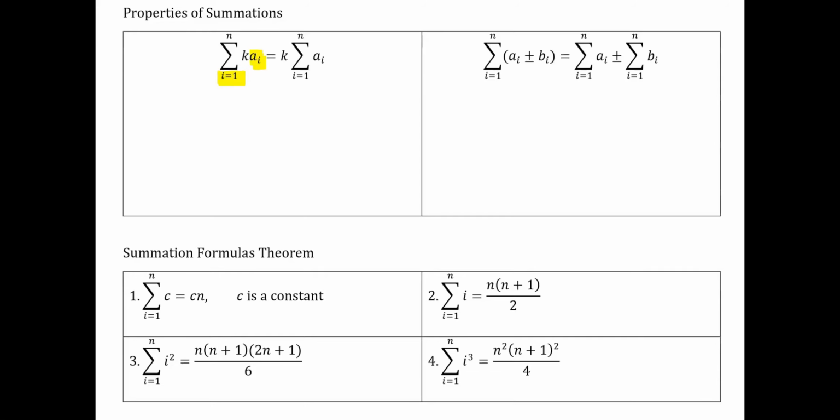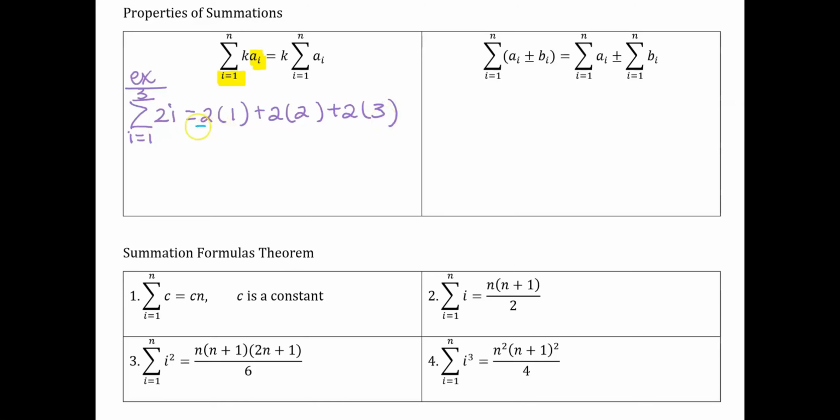The k has nothing to do with the index. So for example, if I have the sum from i equals 1 to, say, 3, and I want to sum up 2i, well, in this case, k is like my 2, and the i is my a sub i. We'll plug into this. When i is equal to 1, we would have 2 times 1. When i is equal to 2, we'd have 2 times 2. And then finally, when i is equal to 3, we would have 2 times 3.